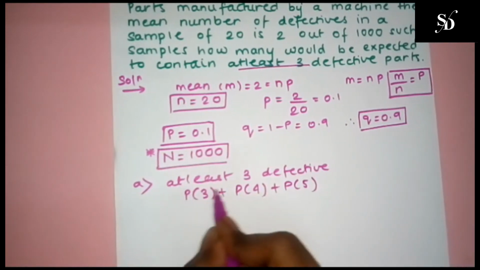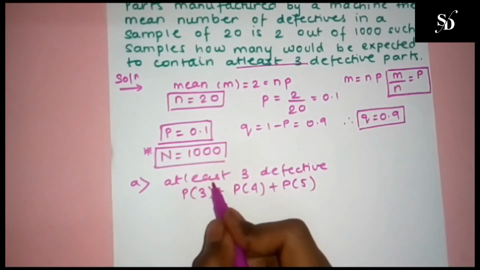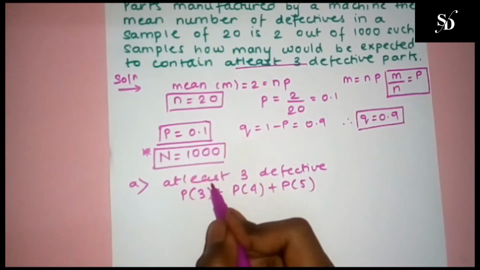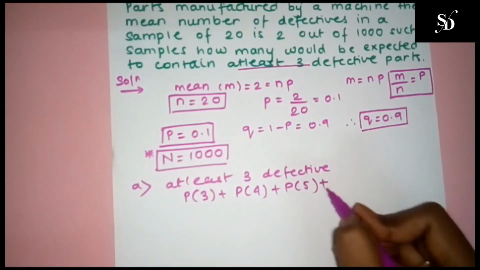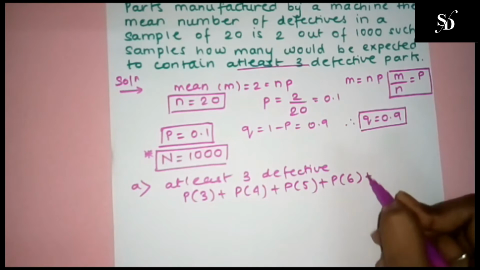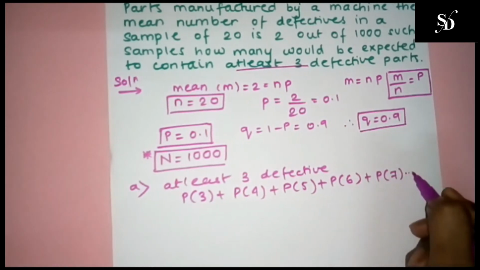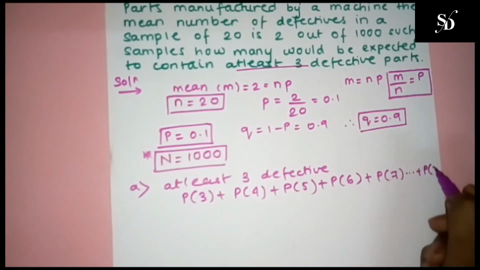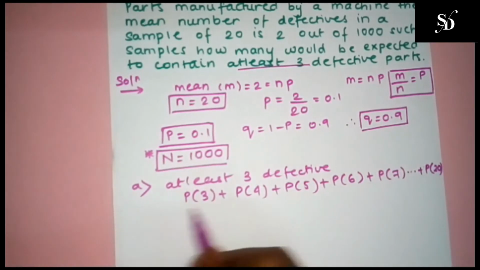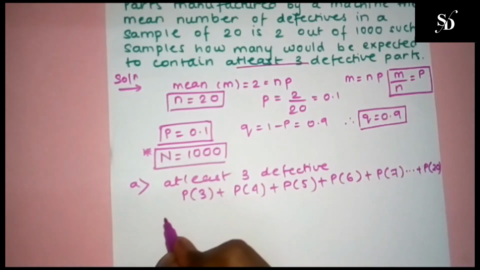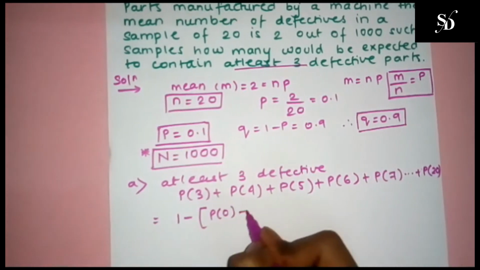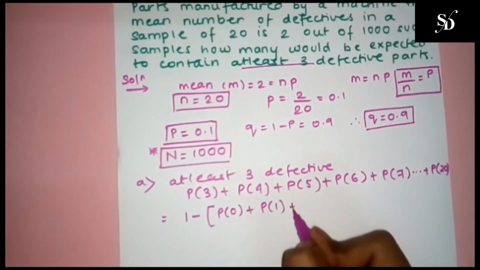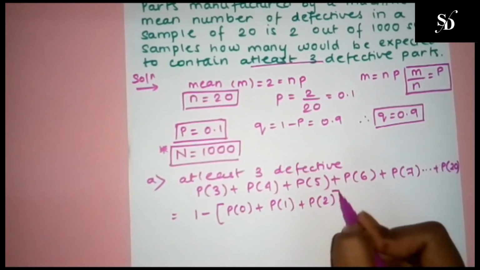This case of at least I have explained in the previous video. If you all don't understand, please go back to my previous video and check that out. I have left the link in the description below. So plus P of 6 plus P of 7 up to plus P of 20. Now a shortcut way to solve this is 1 minus, P of 0 plus P of 1 plus P of 2.